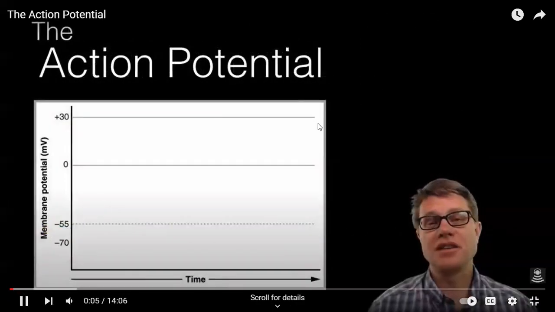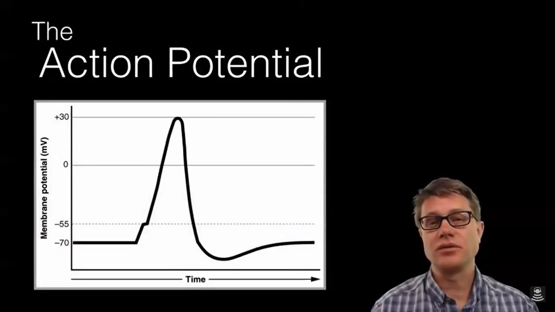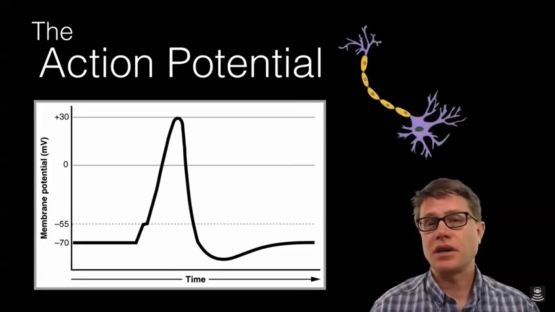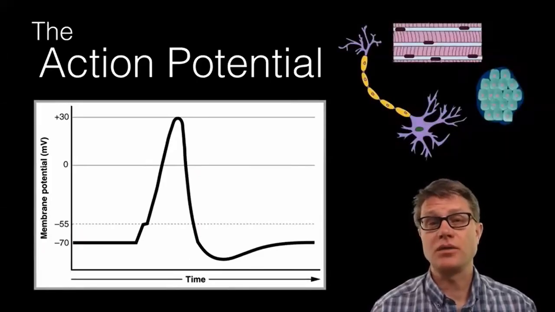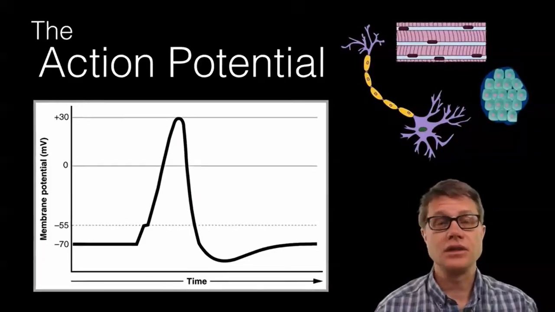Hi, it's Paul Anderson, and in this video I'm going to talk about the action potential, that characteristic depolarization and repolarization of an excitable cell. I'm going to be talking about neurons, but we could also have action potentials in muscle cells coordinating movement, or in cells of the endocrine system, for example, coordinating the release of insulin.